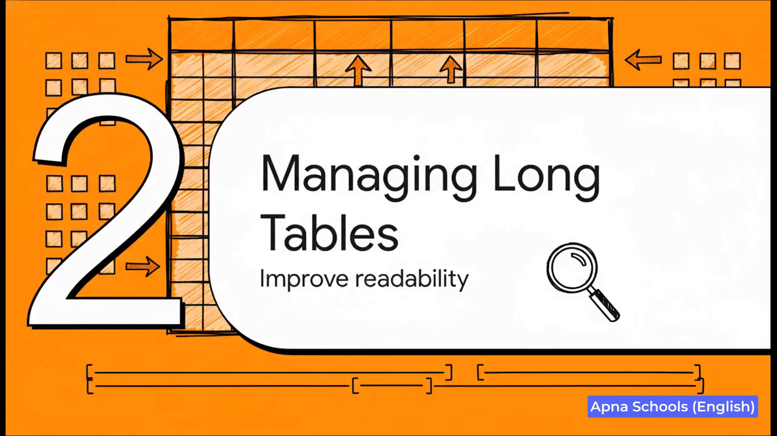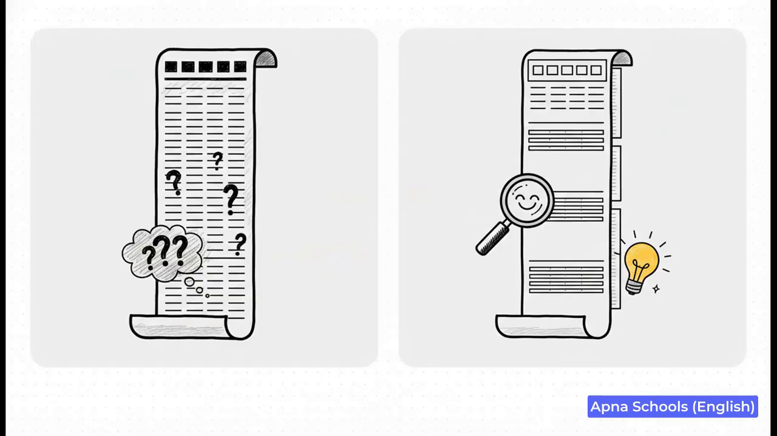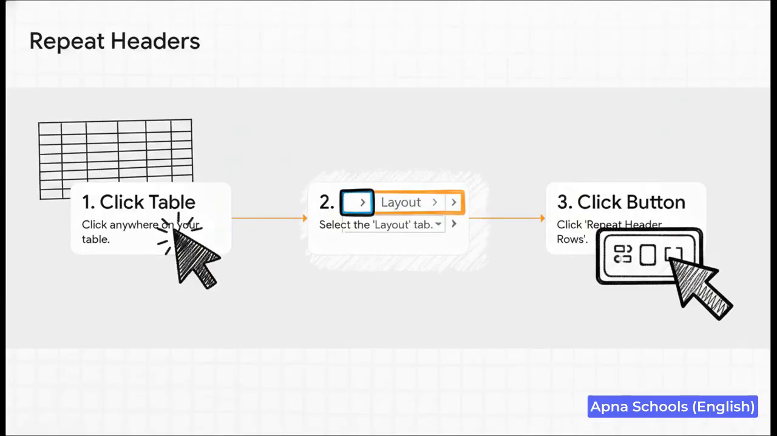Okay, so now that our data is all nice and organized, let's talk about another common headache. Really, really long tables. You know the feeling, right? You're scrolling down, you're on page 4 of this massive report, and you're like, wait, what was column 3 again? You have to scroll all the way back up to the top just to remember what you're looking at. I mean, look at the difference here. It's night and day, isn't it? On the left, it's just a confusing block of data, but on the right, with those headers showing up on every page, everything is crystal clear. No guesswork needed.